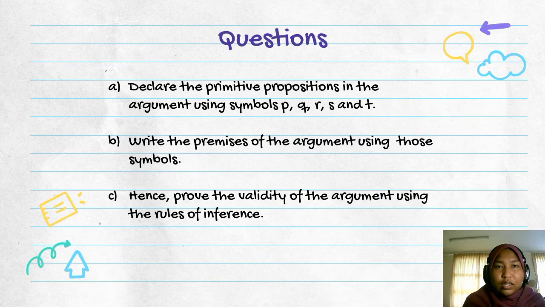So, this is the question for the argument. They have three questions. A, declare the primitive propositions in the argument using symbols P, Q, R, S, and T. Second, write the premises of the argument using those symbols. And the last one is to prove the validity of the argument using the rules of inference.